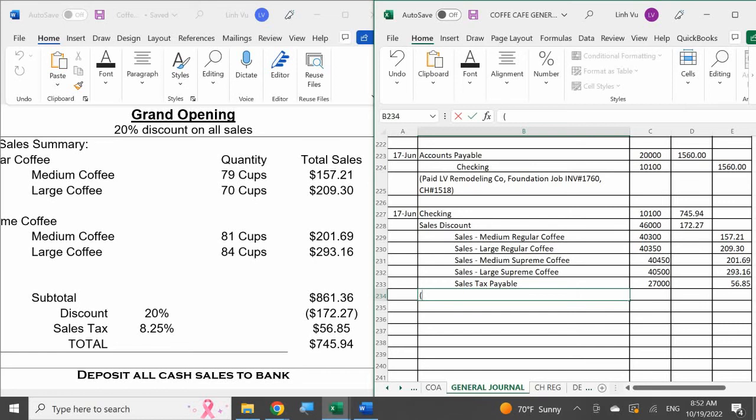Okay, you said it was the in-store sales. Yes, in-store sales. Good. Now, why was today so special? It's the grand opening. Good. And we offered how much? 20% off for all sales. Good.